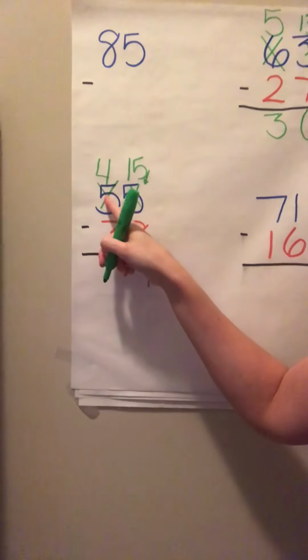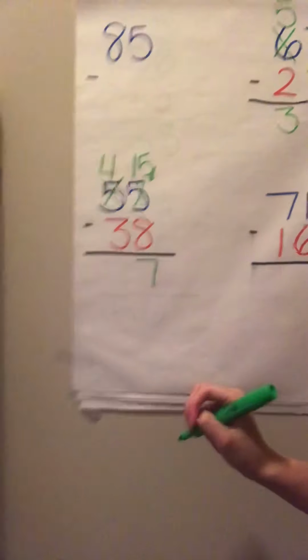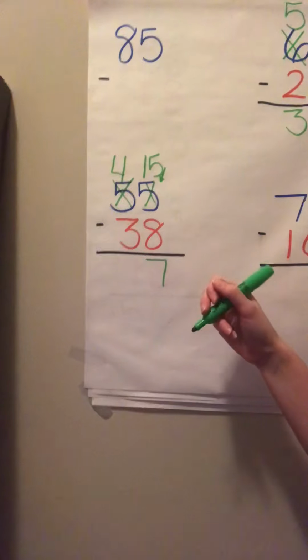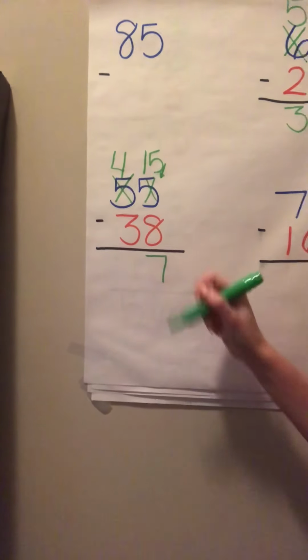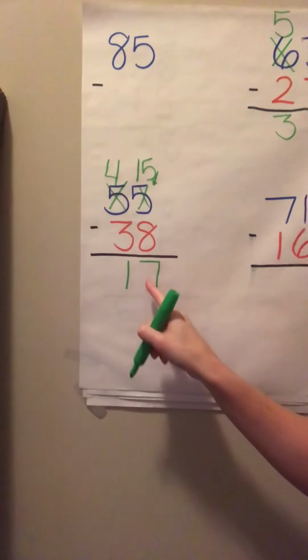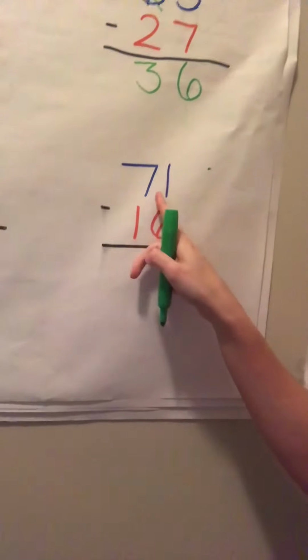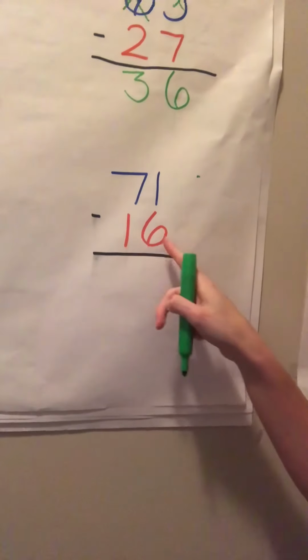Now we're ready to subtract our 10s. We have 4 minus 3. So if I have 4 and I take 3 away, what are we left with? Right, we're left with 1. So 55 minus 38 equals 17. We have one more problem to do together. So we have 71 minus 16.